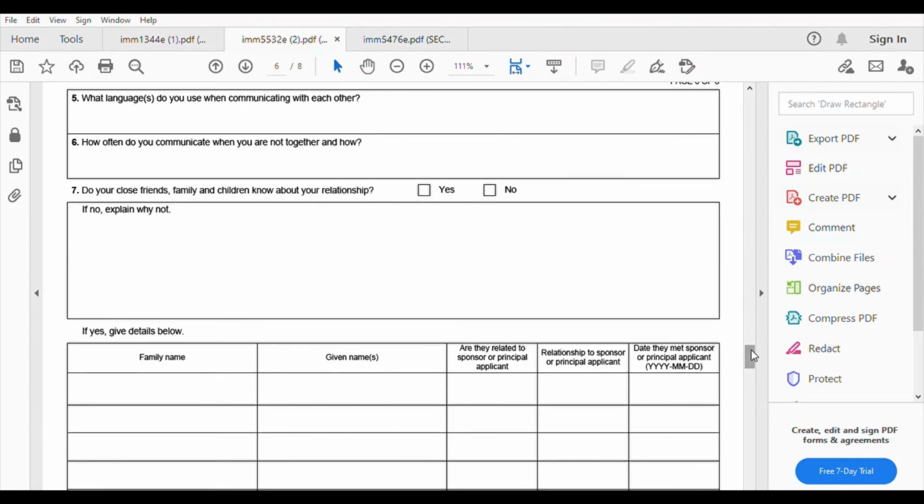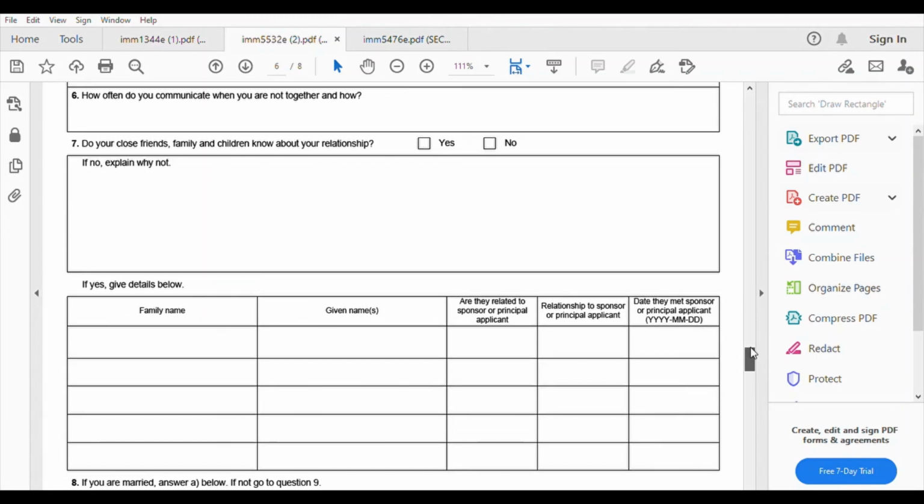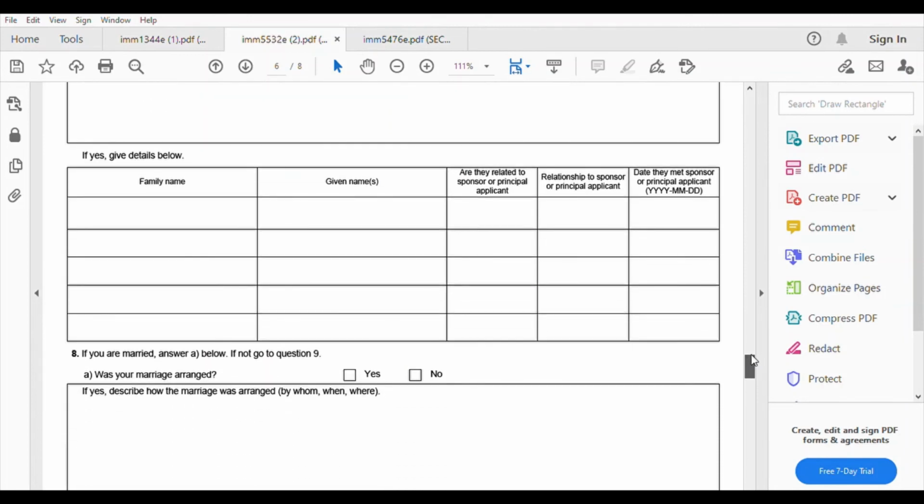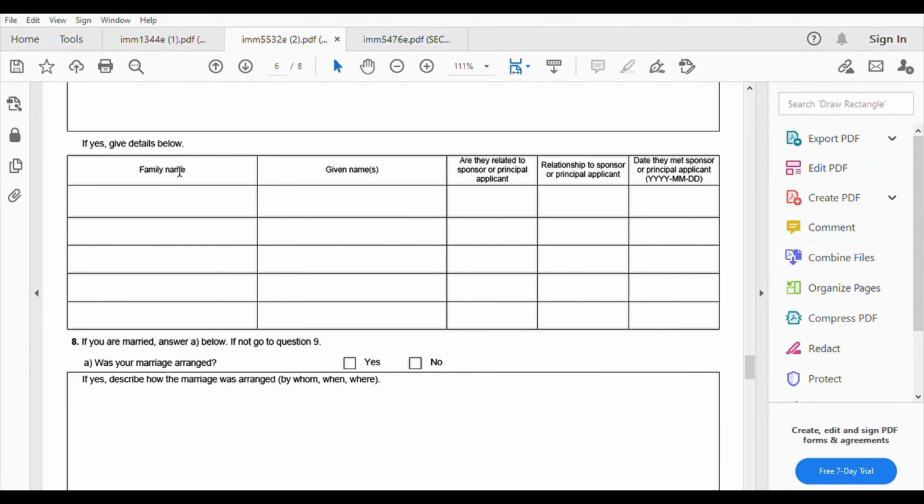Do your close friends, family and children know about your relationship? So you mention yes or no, but if no, explain why. But it's better for sure if it's yes, the family, friends. If yes, give details below. So if yes, you need to mention the names of the family members, the friends, and the children, if you have children, that know about the relationship here.